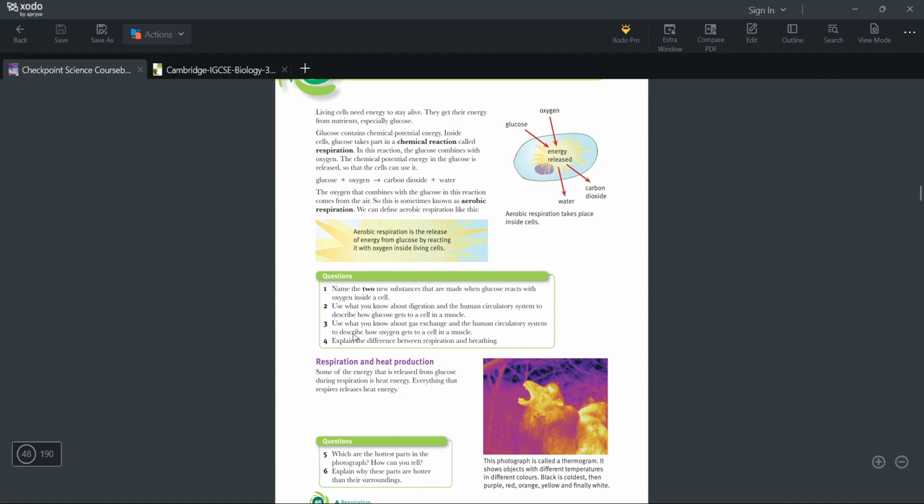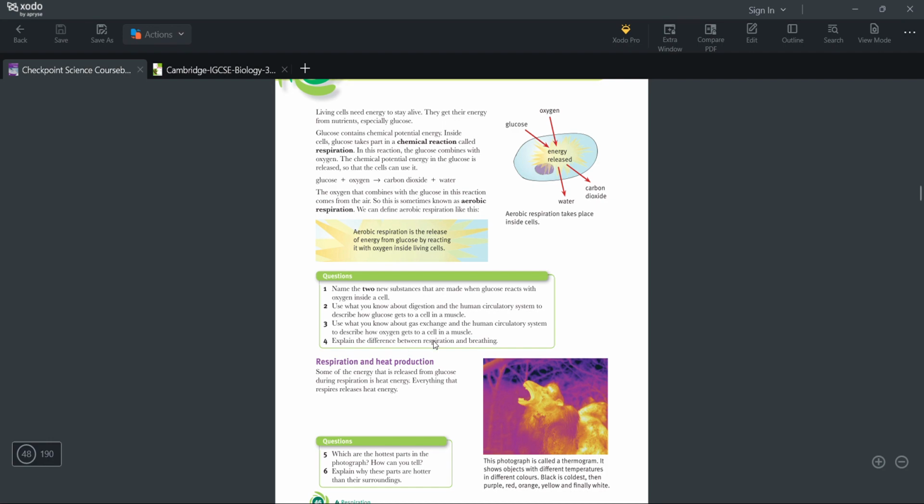Then it's pretty much the same: use what you know about the gas exchange in the human circulatory system to describe how oxygen gets to a cell in a muscle. Kind of the same deal. You just have to say that now, instead of your small intestine dissolving your food, this is happening in your lungs. The oxygen is being breathed into your lungs and then absorbed into your bloodstream, where it's carried by your red blood cells to wherever it's needed, like in this case your cells in a muscle.